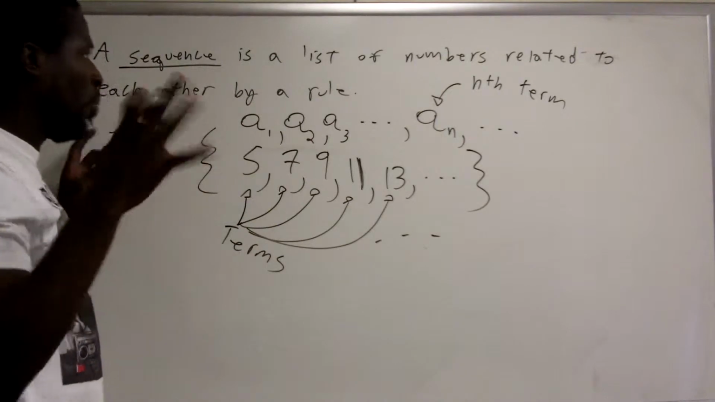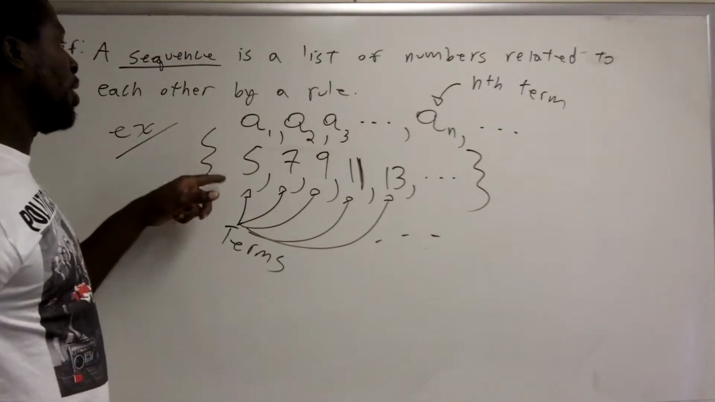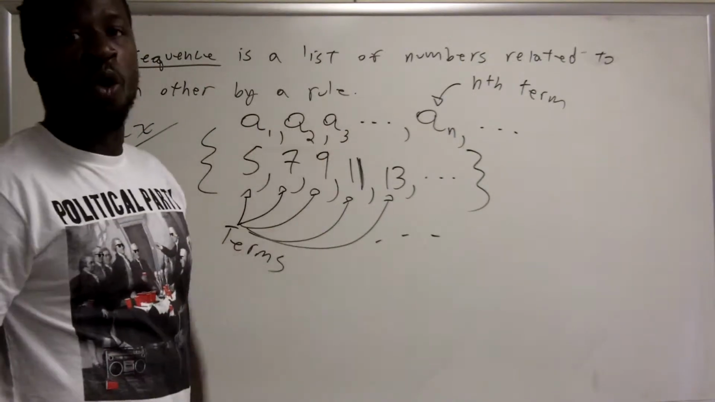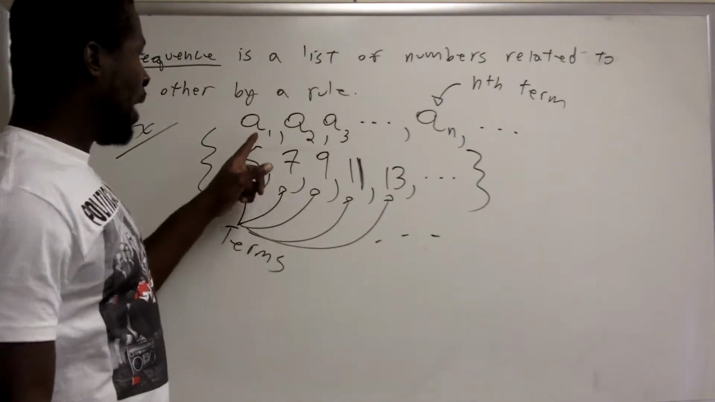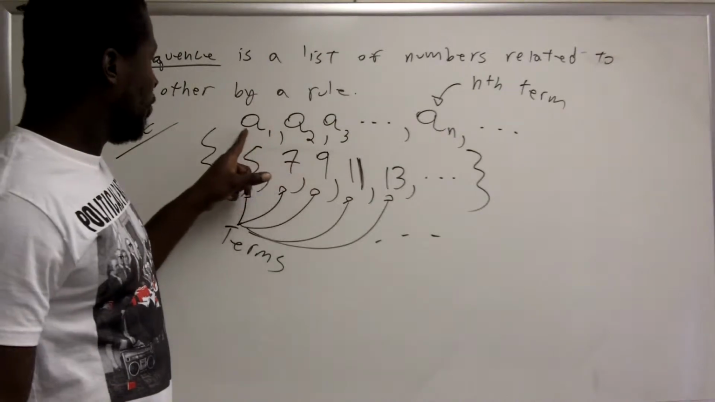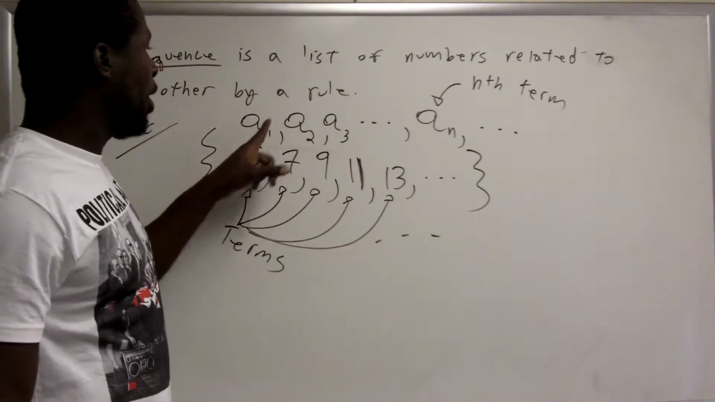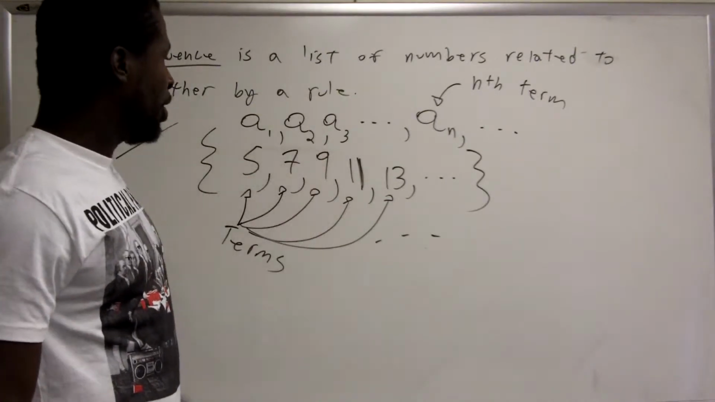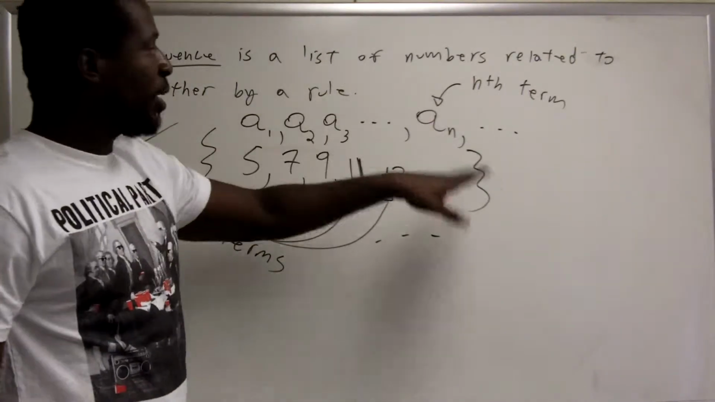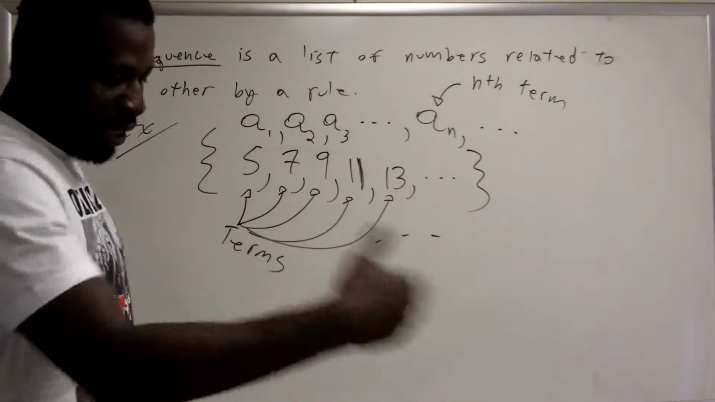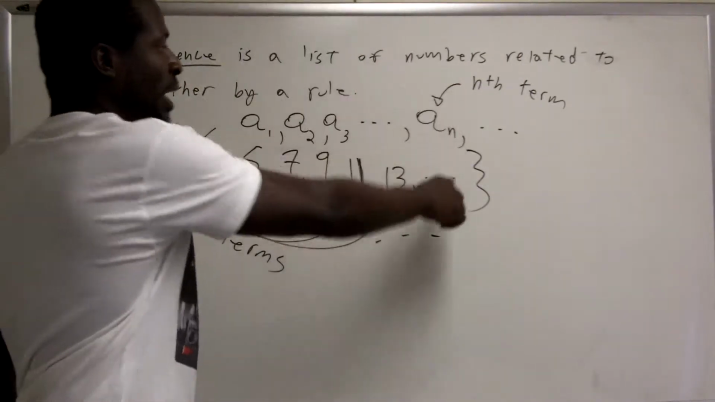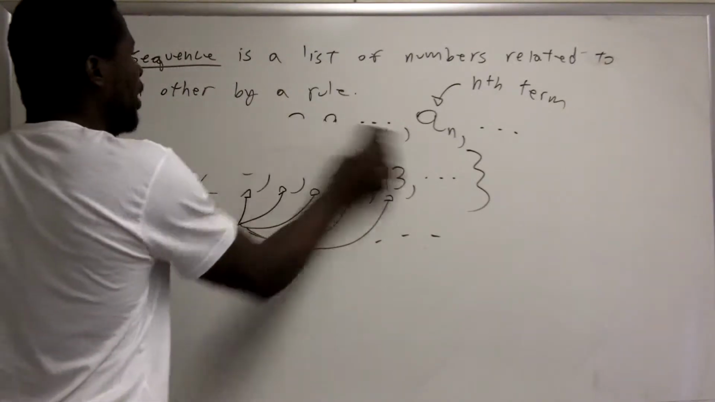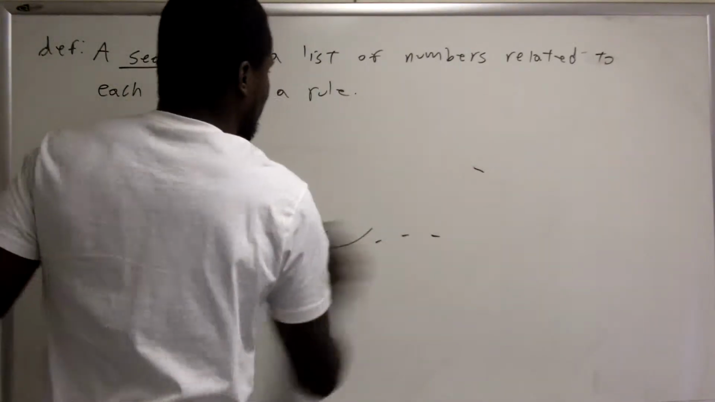So this is what we're going to be talking about: sequences, which are lists of numbers in a specific order, and we denote that order with the subscript. So the first term of a sequence is A1, the second term is A2, the third term is A3, A4, A5, all the way up to An, and depending on what the last term of the sequence is, it might actually have a final number. All right, so that's what a sequence is.